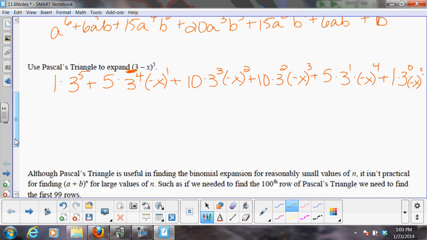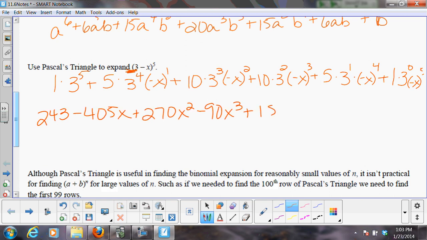to the 5th. Notice that your exponents should always add up to whatever the exponent is outside the binomial. So we have 5, 4 plus 1 is 5, 3 plus 2 is 5, 2 plus 3 is 5, 1 plus 4 is 5, 0 plus 5 is still 5. And this simplified: 243 minus 405x plus 270x squared minus 90x cubed plus 15x to the 4th minus x to the 5th.